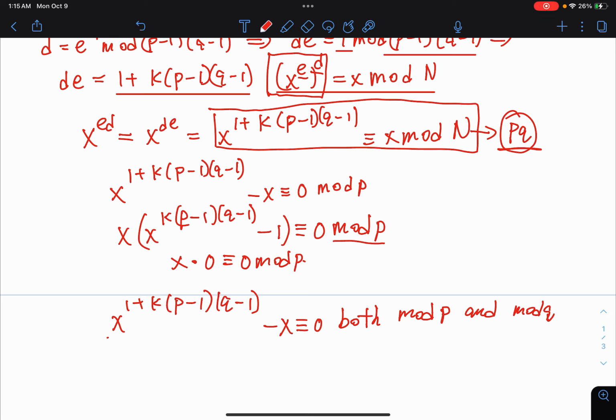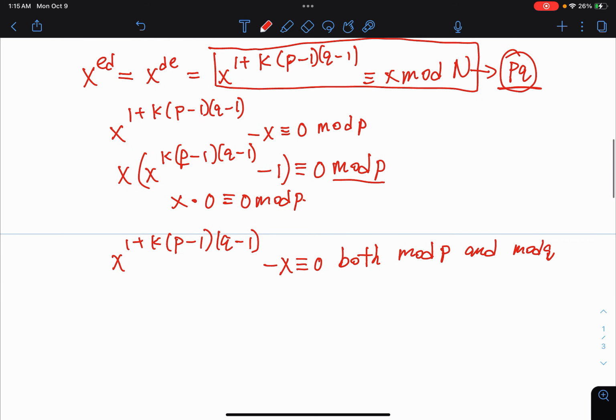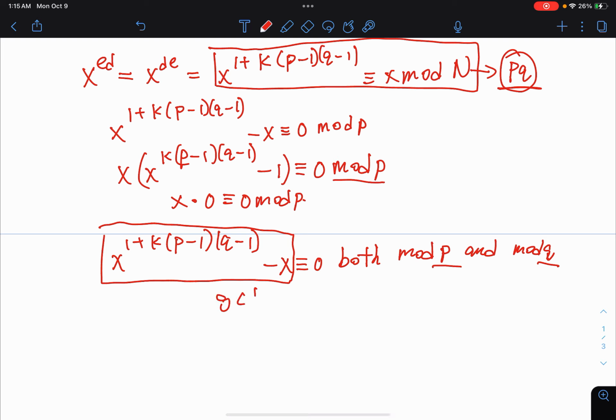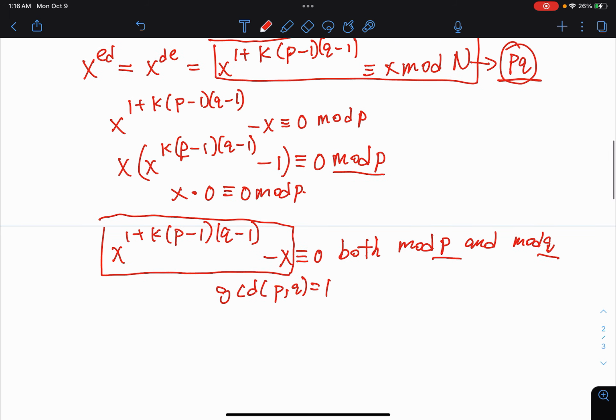Now, why does this tell us that this is also 0 mod PQ? The reason is because P and Q are both primes. So we know that this over here is divisible by P and divisible by Q. But because the GCD of P and Q is equal to 1, we know that that whole thing is divisible by P and Q, and it will therefore also be divisible by PQ. And because it is divisible by PQ, by definition of modular arithmetic, it is congruent to 0 mod PQ. And therefore we are done proving that RSA works.